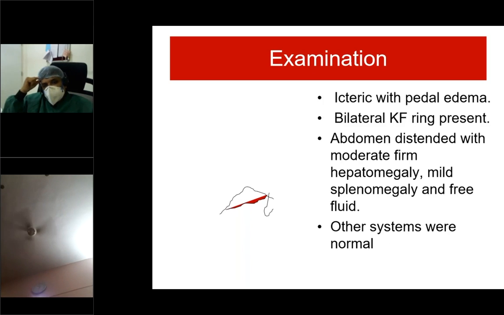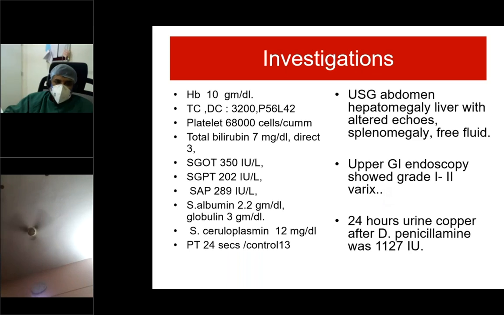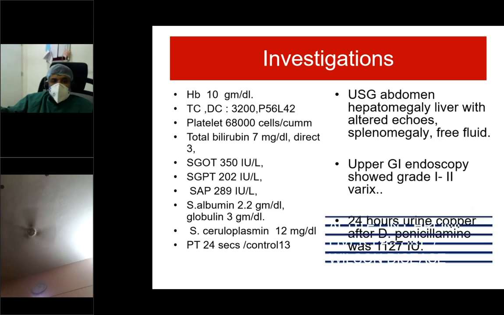On examination, he was icteric with bilateral pedal edema. He had KF rings, and abdominal examination showed firm hepatomegaly, splenomegaly, and free fluid. All other systems were normal. His investigations showed elevated serum transaminases, low serum ceruloplasmin, and ultrasound abdomen showing hepatomegaly with altered echoes and splenomegaly. Endoscopy showed varices, pointing towards portal hypertension, and 24-hour urine copper after D-penicillamine challenge was 1127 micrograms. So all this fits into the diagnosis of Wilson disease.